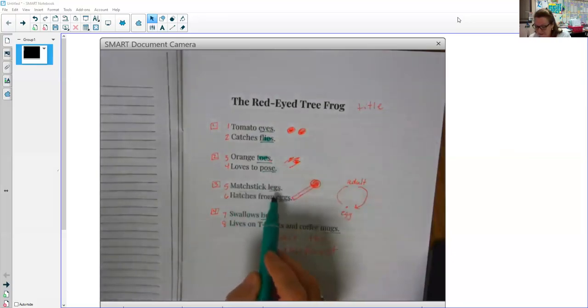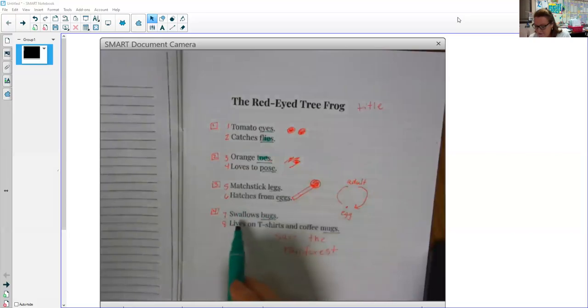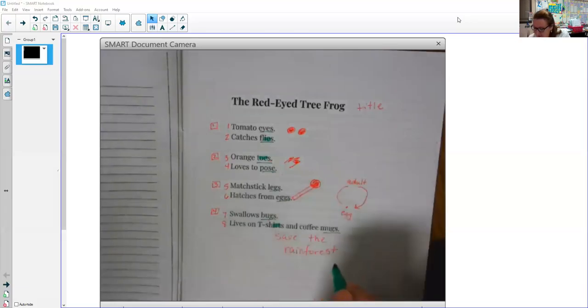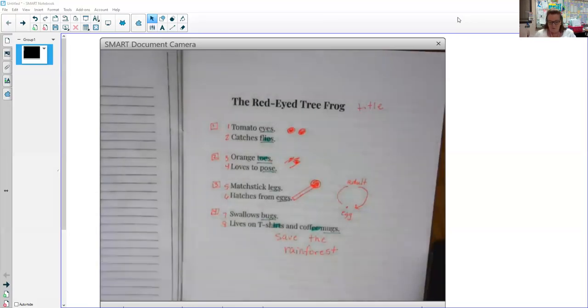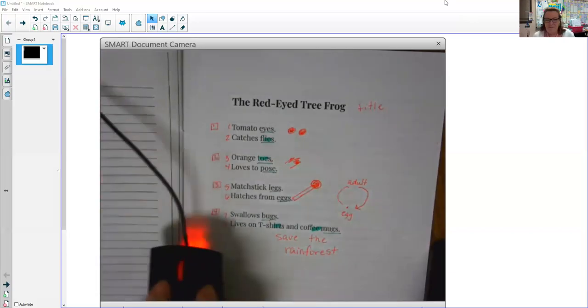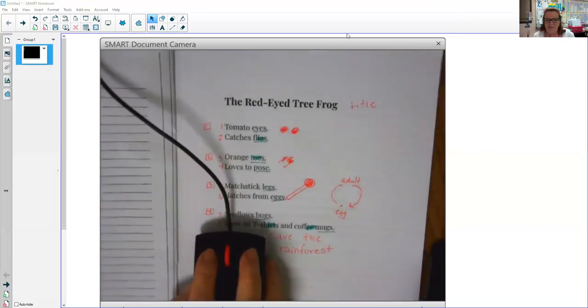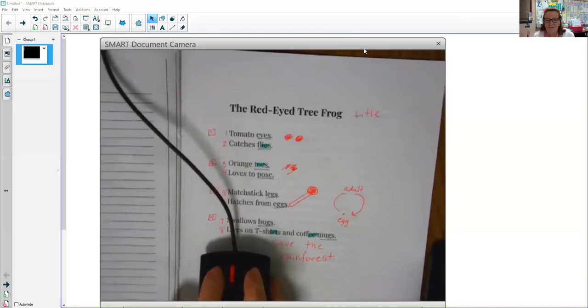Matchstick legs, hatches from eggs, swallows bugs, lives on t-shirts, there's my IR, and coffee mugs. E-double-E always says E, you're right. So what I would like for you to do is go back and let's have a look. This picture, the one we looked at yesterday, and see.